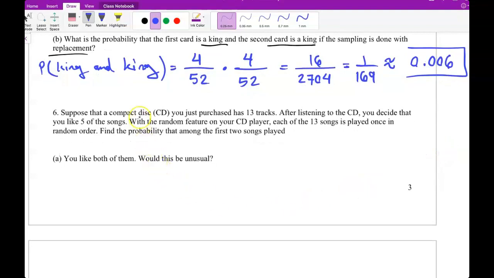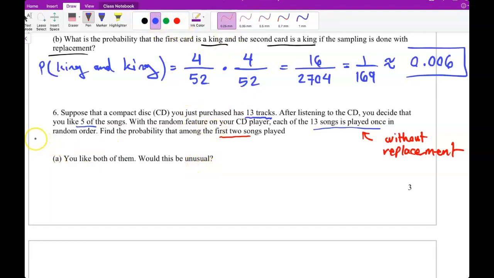Now, next one, suppose that a compact disc you just purchased has 13 tracks. Okay, after listening, you decide that you like 5 songs, meaning that you dislike 8 songs. With the random feature on your CD player, each of the 13 songs is played once. So played once. Since we have played once, this is without replacement. Find the probability that among the first 2 songs played, part A, you like both of them. Would this be unusual?